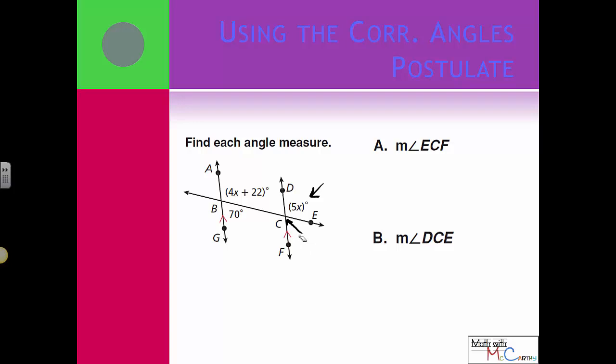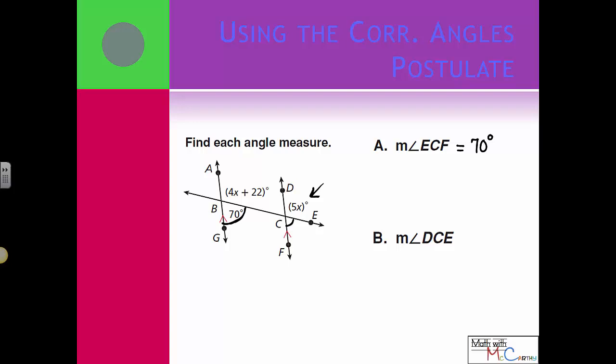But first I'm going to look at ECF. So ECF, I only have the corresponding angles postulate. So I'm trying to find the angle that it corresponds with. Because the lines are parallel, I know my corresponding angles are congruent. So this angle is congruent to this angle because they are corresponding angles. So that means the measure of angle ECF is 70 degrees because it corresponds with angle CBG.